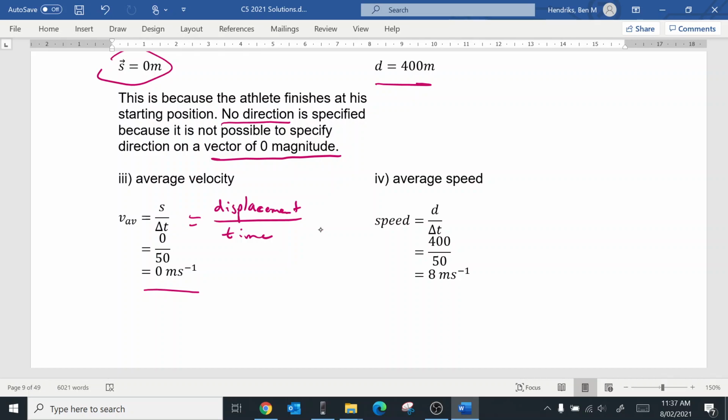So the average speed is equal to distance over time. So with the average speed, even though their displacement was 0, they did move a distance, which is 400 meters over 50, and so their average speed was actually 8 meters per second. Okay.